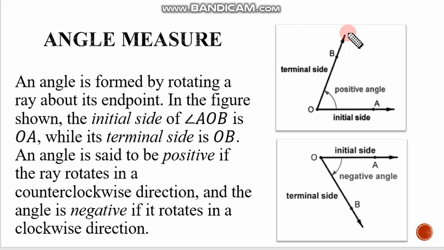An angle is said to be positive if the ray rotates in a counterclockwise direction. Meanwhile, the angle is negative if it rotates in a clockwise direction. So here are the examples of a positive angle and a negative angle.